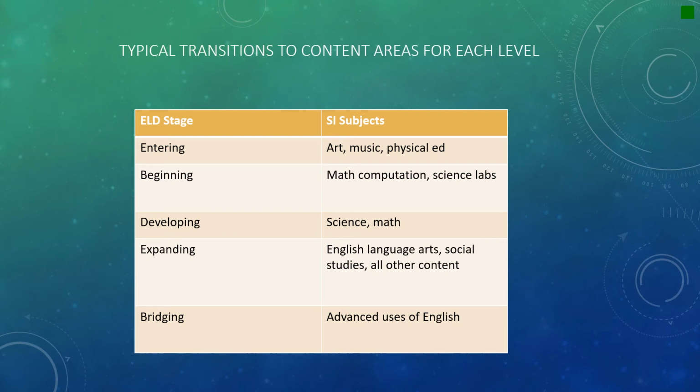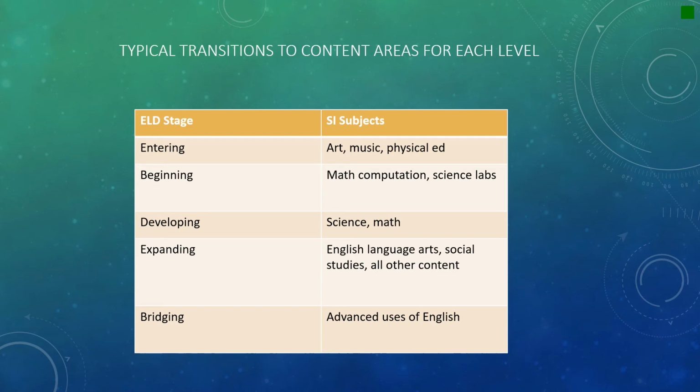To help you understand what students may show up in your classroom and what level they're at, I just wanted to kind of share this with you. These are typical transitions to content areas for each level of English language proficiency. So oftentimes when a student comes to us, even in the silent period, they will be placed in art, music, and PE with regular ed students, and then they'll spend the rest of their time in an ESL classroom.